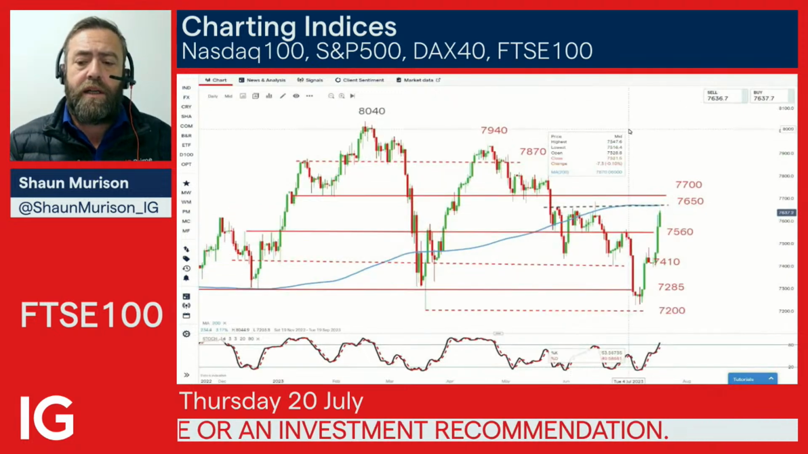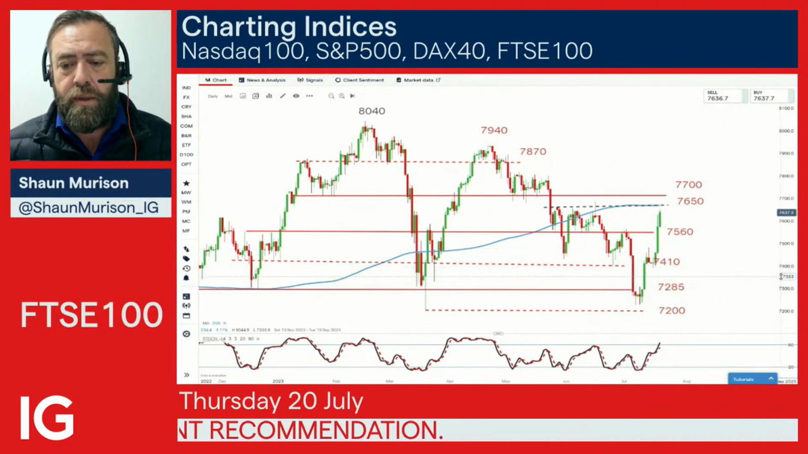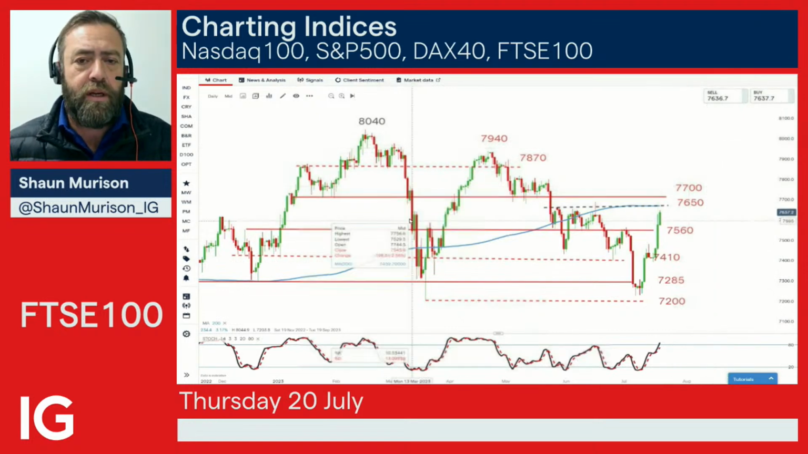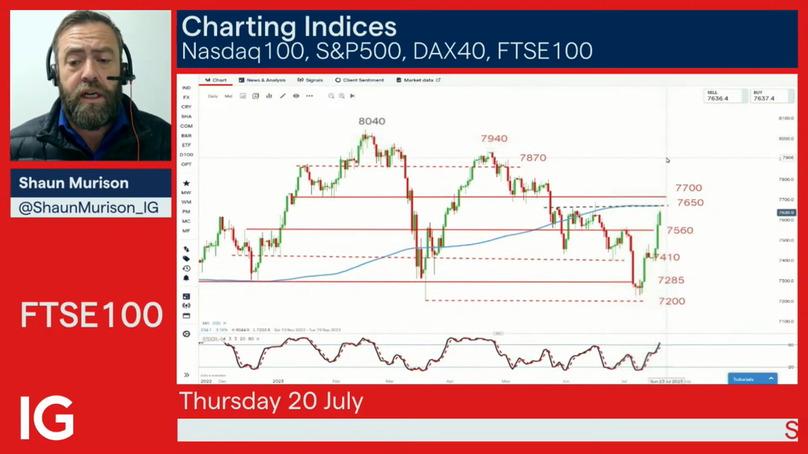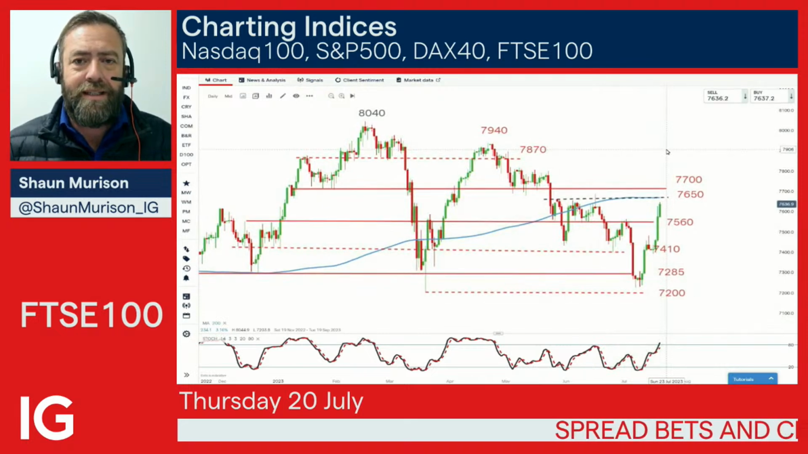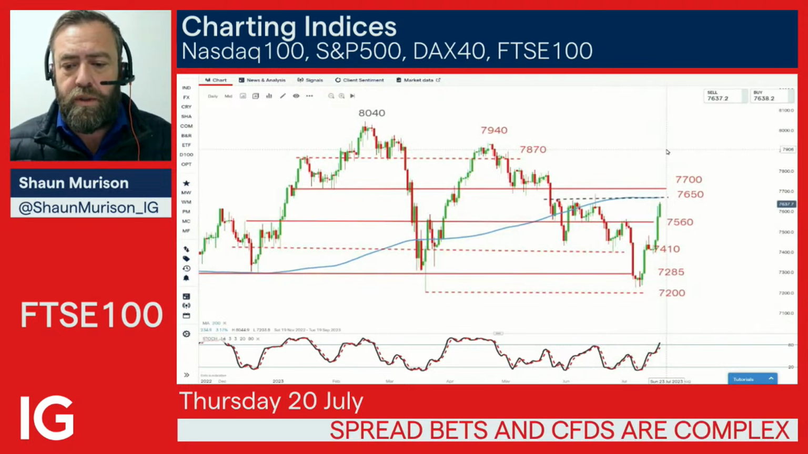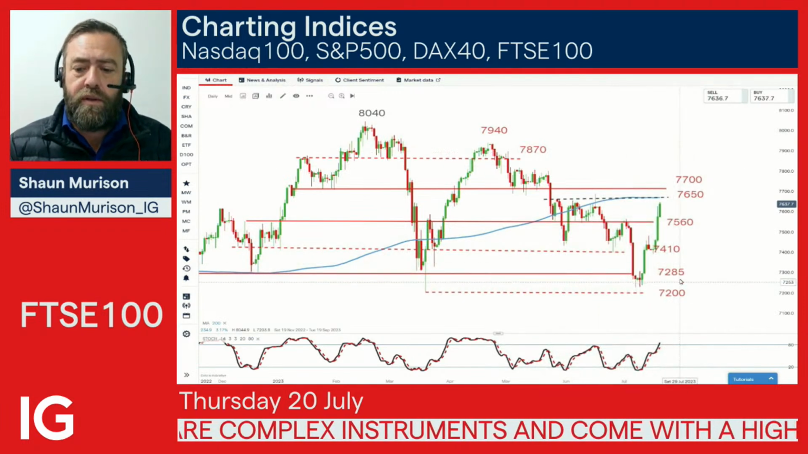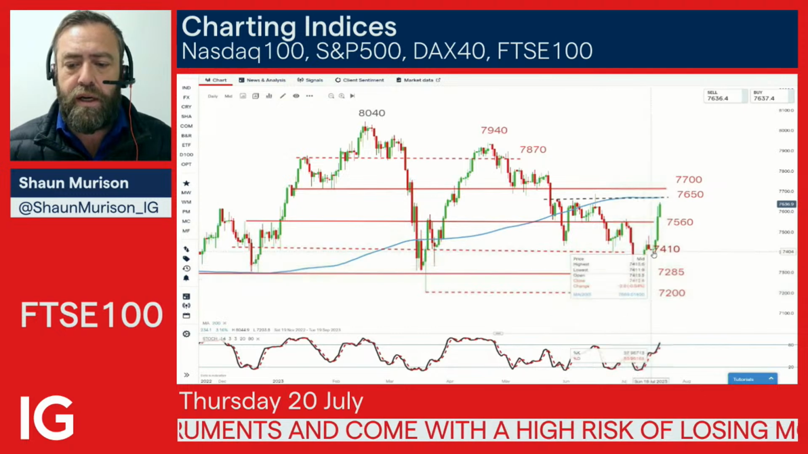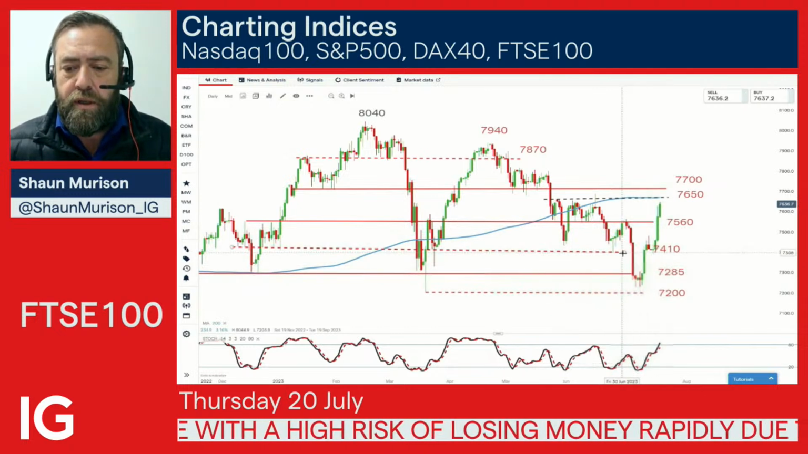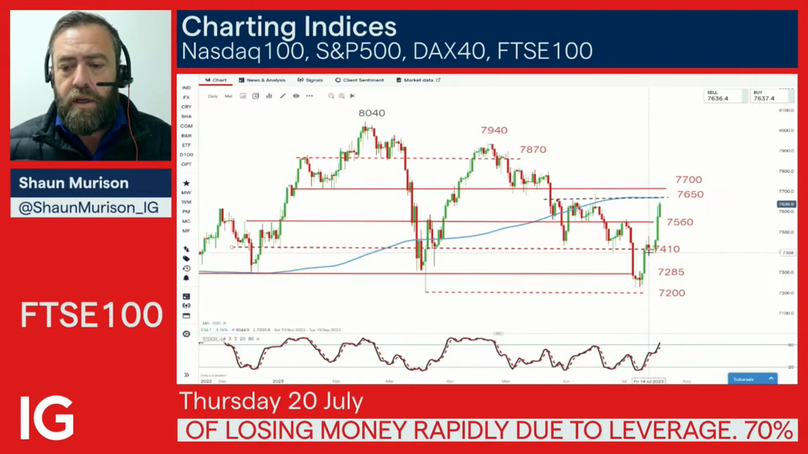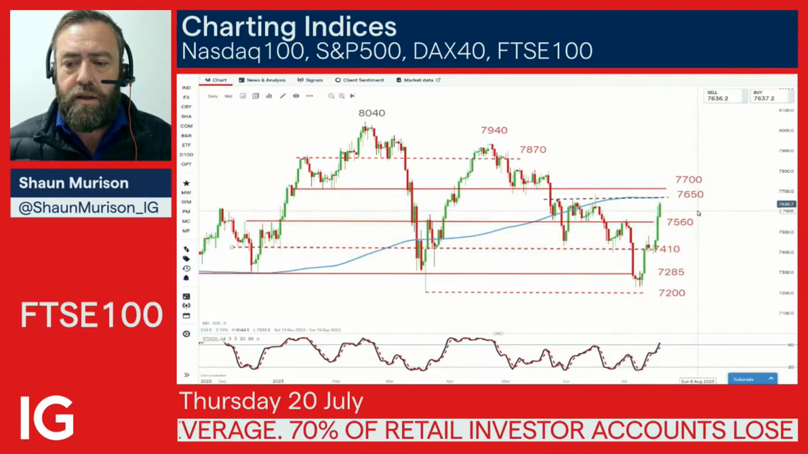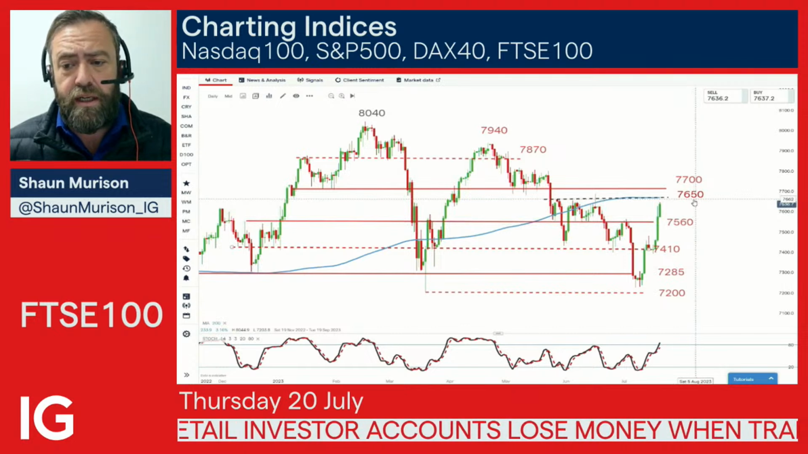FTSE 100, the picture is slightly different. So we have this longer term sideways trend that we consider it. We see the price whipsawing back and forth through that 200-day simple moving average, suggesting that the longer term trend is sideways rather than up or down at this point in time. Now, we had this false break of that 7,285 level, nice bullish reversal that's taking us through our resistance targets, through multiple resistance targets. We're sitting through that move after 7,560 does target 7,650 now.